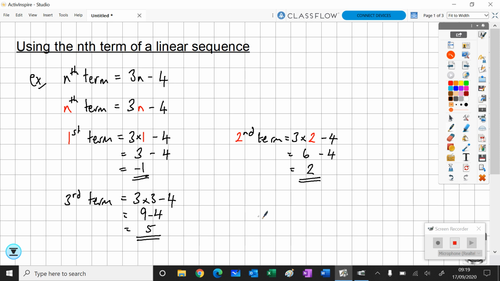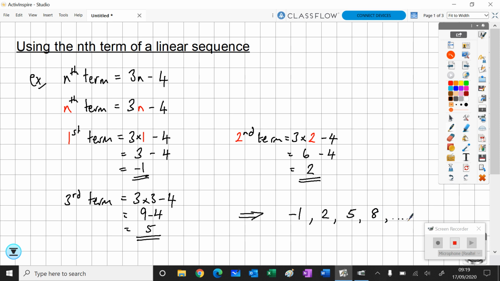So this sequence looks like this. Minus 1, 2, 5, and we can keep going. Could even perhaps do it in our heads. The fourth term is going to be 3 times 4, take away 4, and so that would be 8.